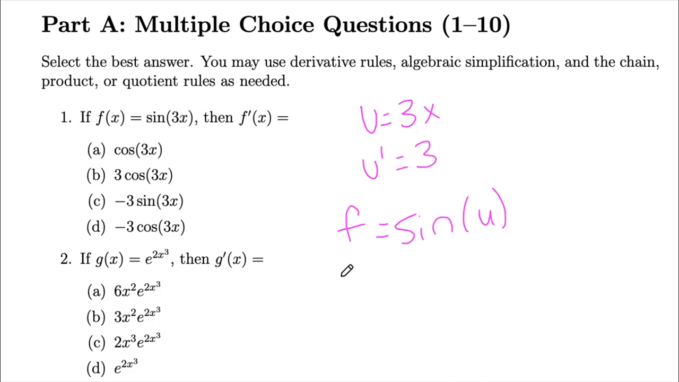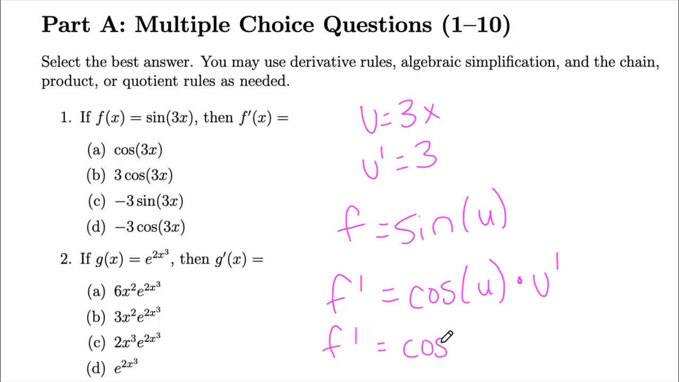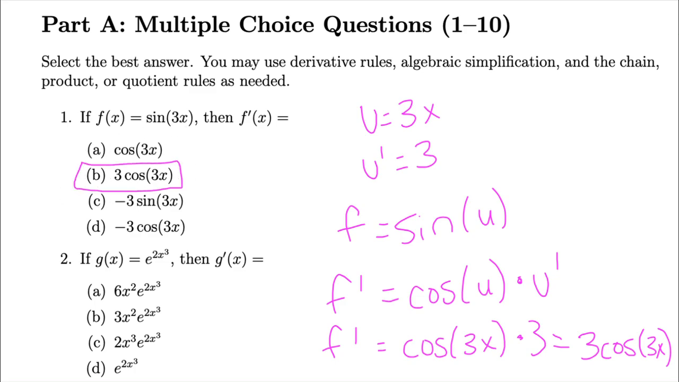Now I'm going to get f prime by taking the derivative of that. So derivative of sine is cosine of u. And now I have to multiply by u prime because of the chain rule. Now I'm going to plug all of this back in. So I'm going to get f prime equals cosine of 3x times 3, or just cleaned up and rewritten, it would be 3 cosine of 3x, which is answer choice B.